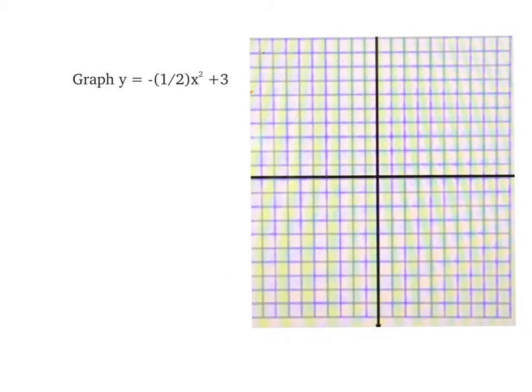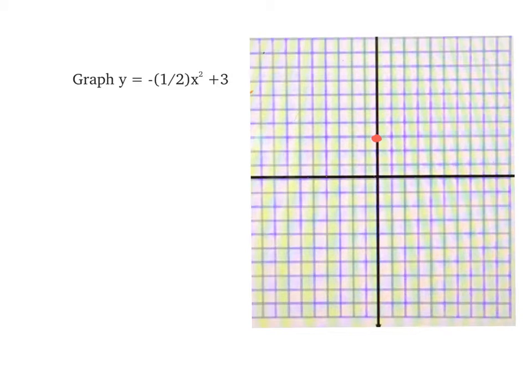Let's look at this one. This one's got two things going on. First of all, it's got a plus 3 on the outside. You know what that means. That means it's been shifted up 3. So I'm going to go up to 3. Instead of starting my parabola at 0, 0, the vertex is going to start at 3. There's no sideways shift, just a plus 3. There's a negative in the front. Remember what that does? That's a reflection across the x-axis, which means it's going to go down instead of opening up. And the 1/2 is going to be a vertical compression, which is going to make it fatter.